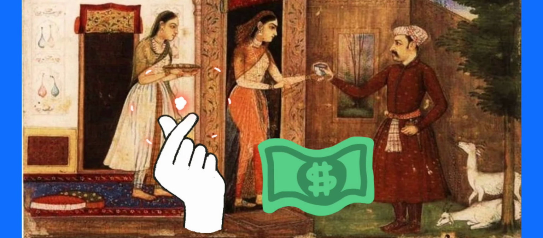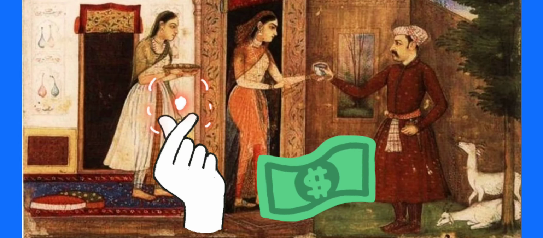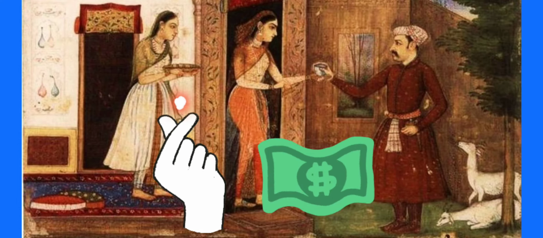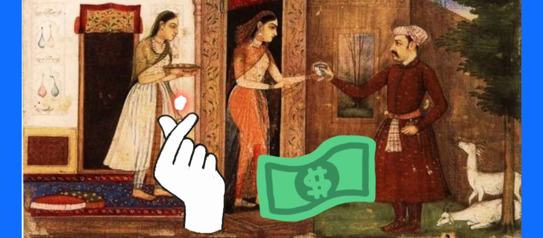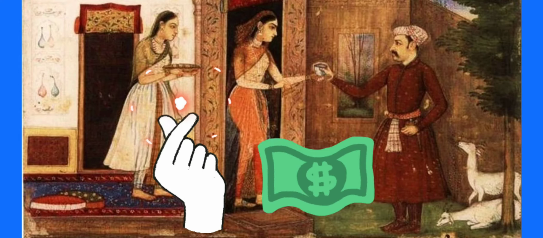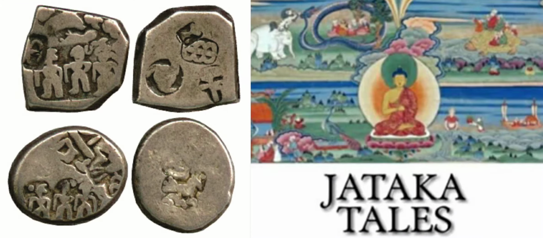Peasants paid 1/6 of what they produced as tax to the king. The royal officials were responsible for collecting tax. They surveyed the agricultural land. Tax could be paid either in the form of grains or money. For the first time, Panchmarked coins were used to pay tax. The Jatakas mentioned royal officials measuring the amount of grain to be sent to the king's granary.